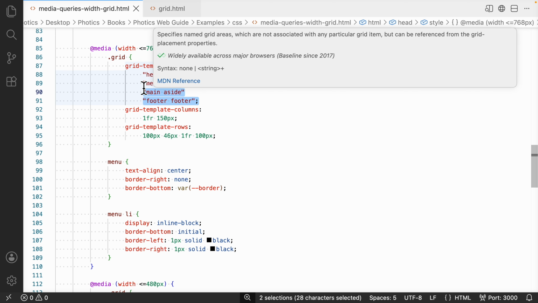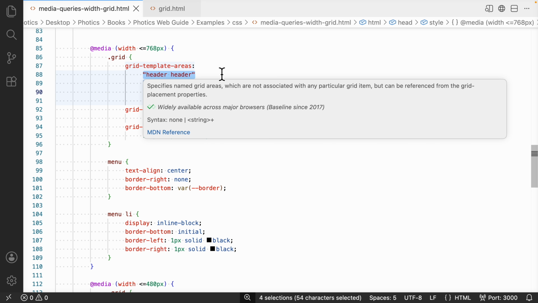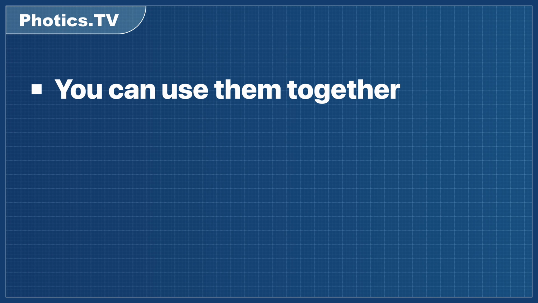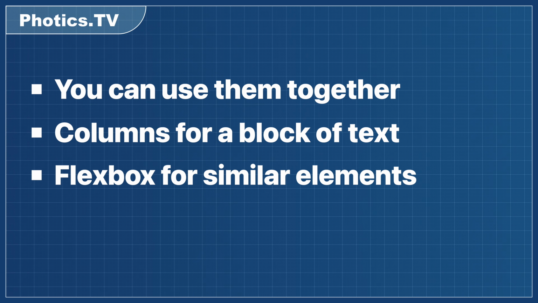Again, the book has more information about Flexbox, Grid, and columns, but hopefully this video answers the main question. Which one should be used? Flexbox, Grid, or columns? Well, you can use a combination, so they're not exclusive. But in general, I use columns for big blocks of text that I want arranged in columns, so that's easy to remember. I use Flexbox for arranging items one-dimensionally, either in rows or columns.